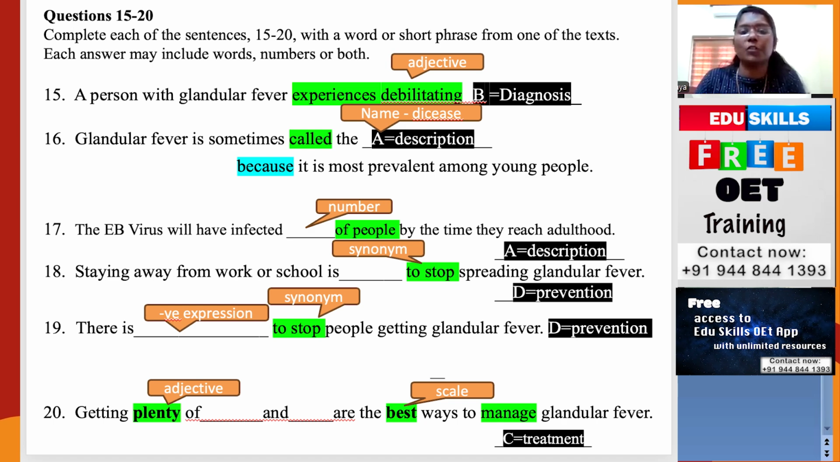Okay, what is our topic? Our topic is glandular fever. Glandular fever. Next, reading part A, you have to understand the topic. That is very much essential. In our 4 modules, understanding the topic is very necessary. Glandular fever. Why do we need to understand the topic?